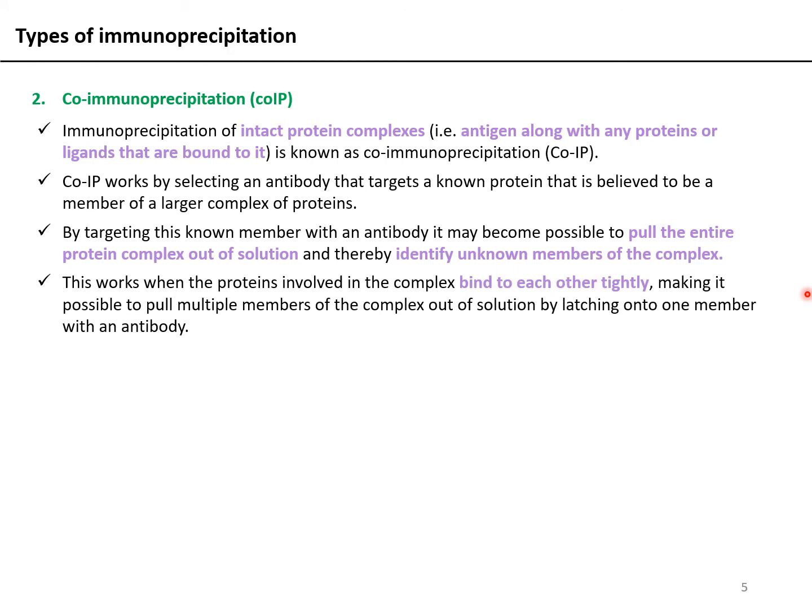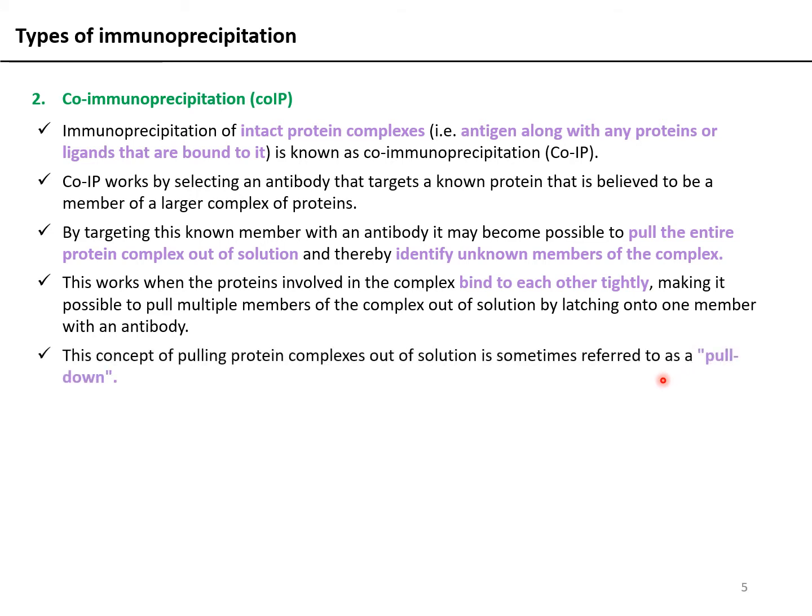This works when the proteins involved in the complex bind to each other tightly, because there are several steps in the IP protocol like we just discussed. After binding, you allow for several steps of washing to remove anything that is bound non-specifically, and then you elute. So there are multiple steps involved, and in order for you to be able to detect the binding partners of this protein A, you require that this interaction be strong enough to survive the various steps of the protocol. Only when they bind to each other tightly is it possible to pull multiple members of the complex out of solution by latching onto one member with an antibody.